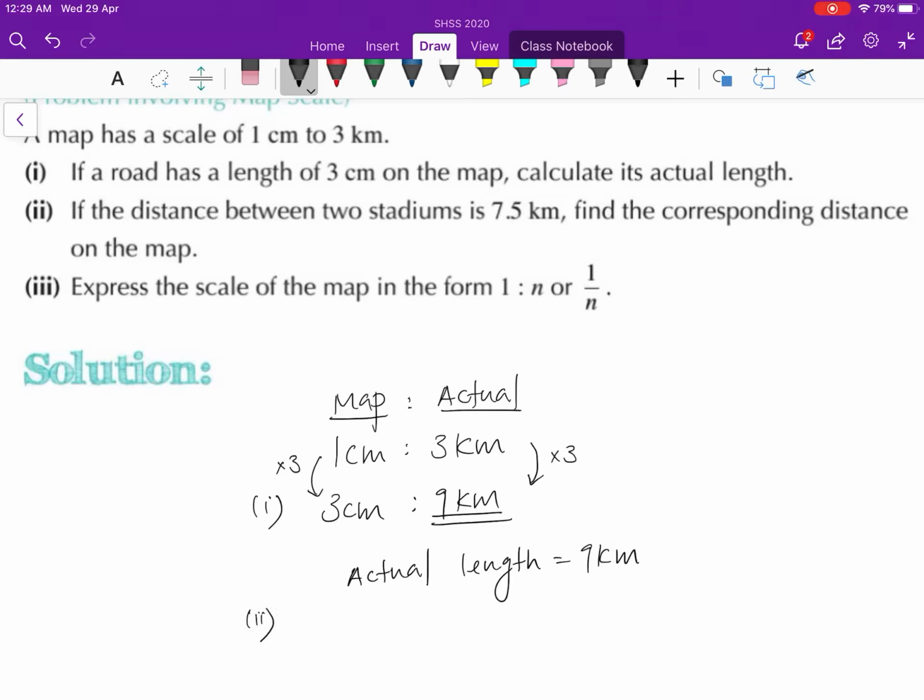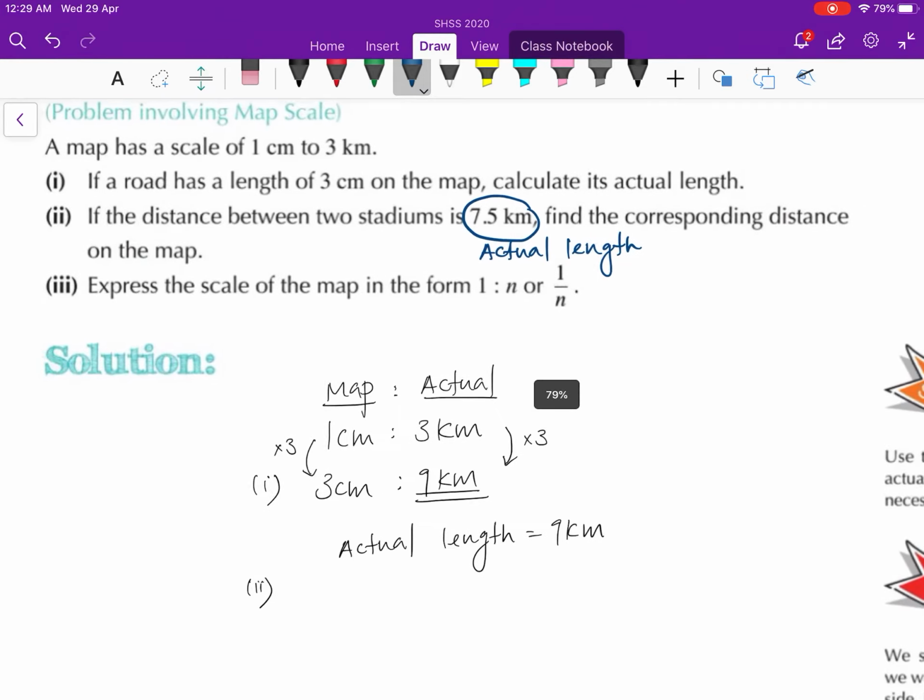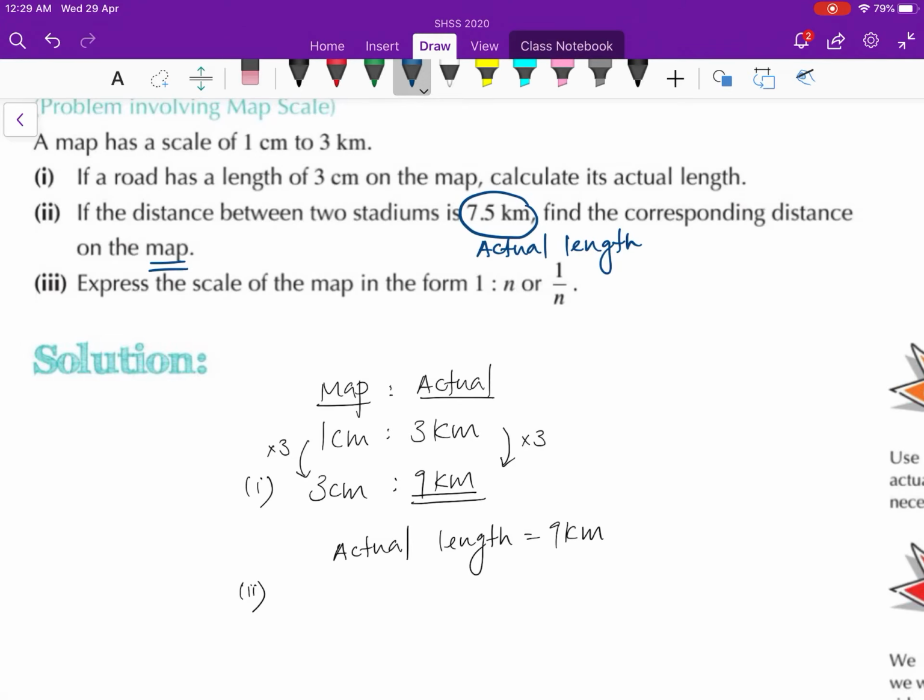Part 2. If the distance between two stadiums is 7.5 kilometers, 7.5 kilometers is the actual length. If you are thinking, why not 7.5 kilometers is the map length? How can your map be 7.5 kilometers big? Okay, so think about it. If it's on the map, it's definitely in centimeters. If it's in km, it's definitely on actual ground. So they want you to find the map distance.